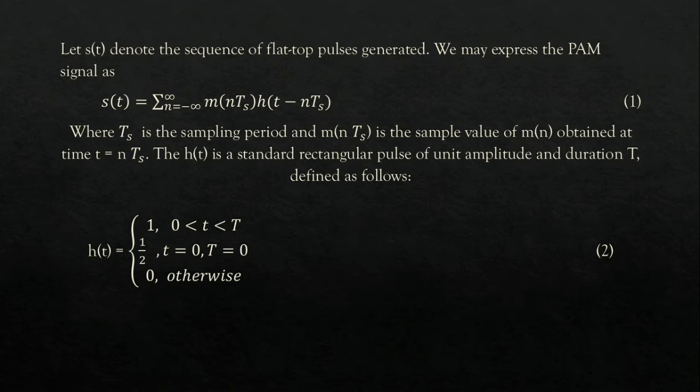The h(t) is a standard rectangular pulse of unit amplitude and duration T, defined as follows. h(t) equal to 1 if 0 less than t less than T. h(t) equal to 1 by 2 if t equal to 0 and t equal to T. h(t) equal to 0 in other conditions.